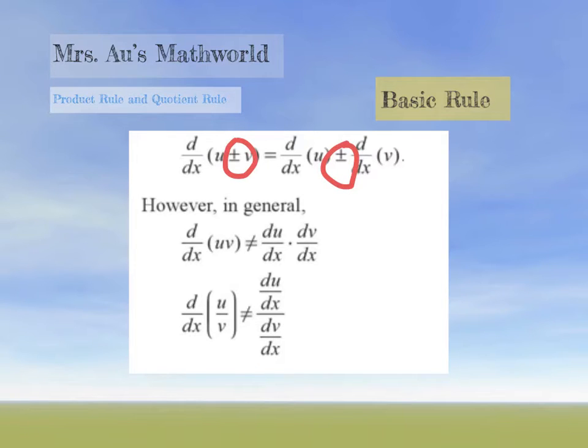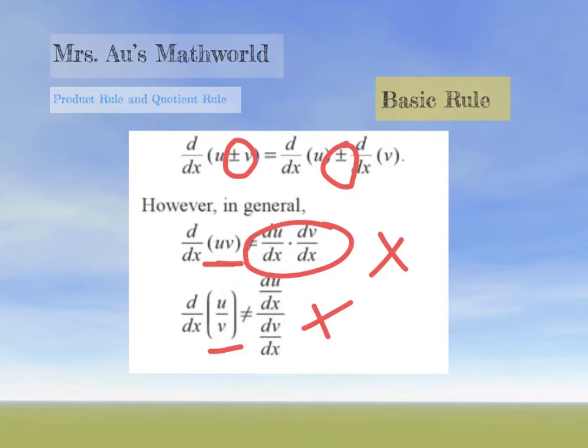But this time you've got multiplication and division. If we multiply two functions together, the derivative will actually be different. That means you can't just differentiate one by one and then multiply, alright? And the same applies to division.